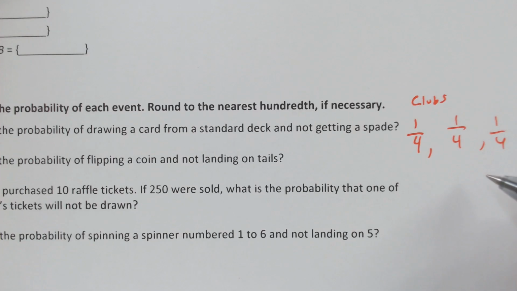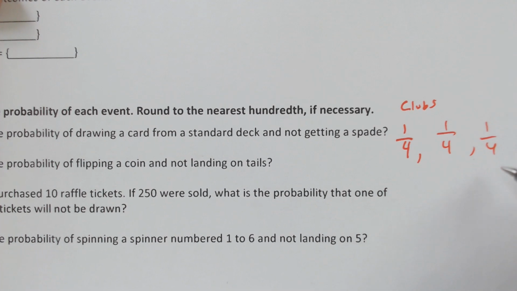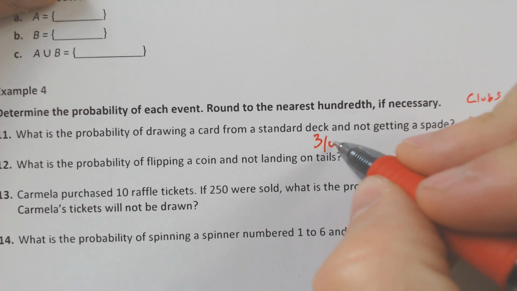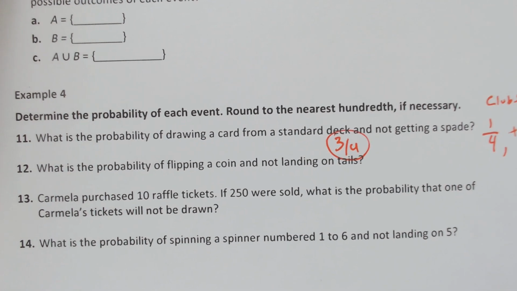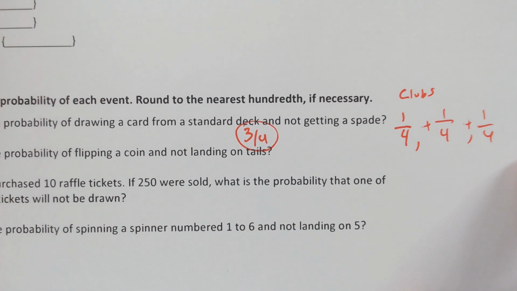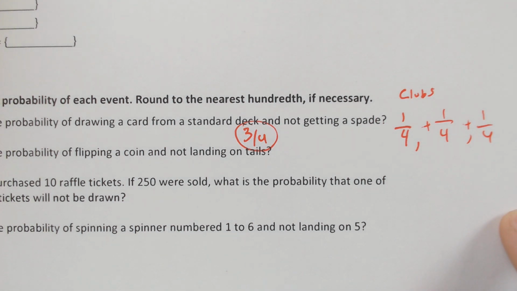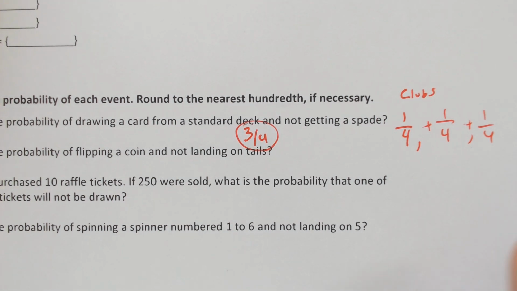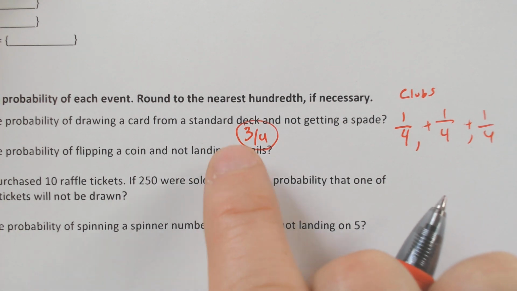You have a 1 out of 4 chance of getting a diamond. You have a 1 out of 4 chance of getting a heart. If you add all 3 of these together, you get a 3/4 chance of not getting a spade, because 3 out of the other possibilities are not spade. But you could also think of it as, well, there's only a 1 out of 4 chance that you would get a spade, so there's a 3 out of 4 chance that you would not be getting a spade.